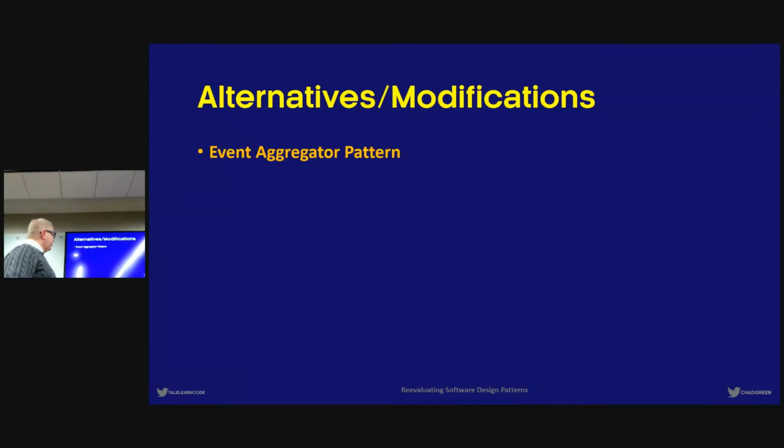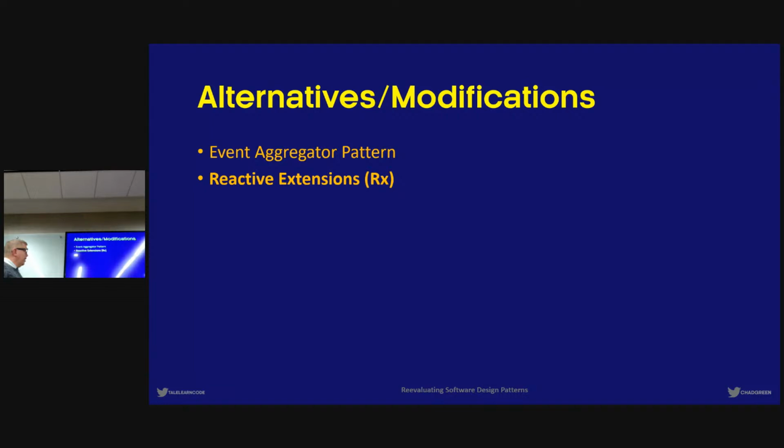So some alternatives. You got the event aggregator. So basically, instead of observers, you have event aggregators. So they're aggregating the events, and then you go to those, right? So instead of the message being pushed, you're pulling the messages. Basically, that's the way to think of that. Queue could be an example.